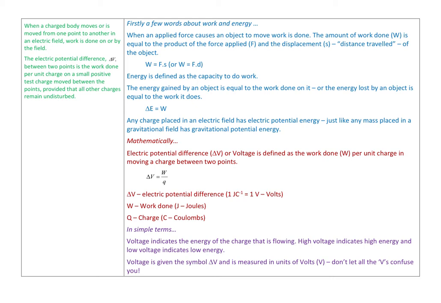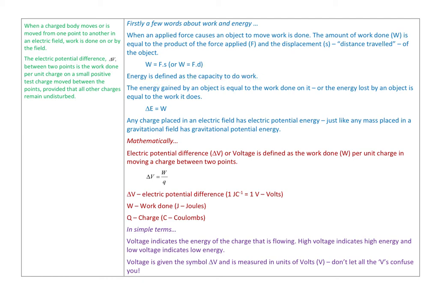And before we can talk about energy, we really need to talk about the concept of work. So, almost takes us back to Year 10, but when an applied force causes an object to move, work is done. So if we're just pushing on something and it's not moving, we're applying a force. It's only when we apply a force and cause something to move that we are doing work. The amount of work done, given the symbol W, is equal to the product of the force applied and the displacement or the distance travelled of the object. So work equals force times displacement, and sometimes you see that written work equals force times distance.